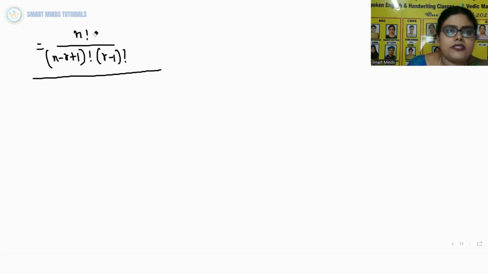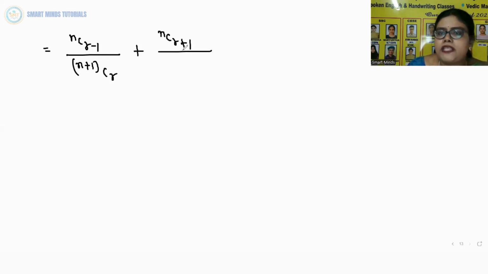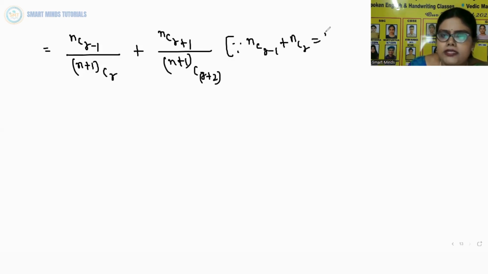See, before moving on to this step, we will simplify the denominator further. So that is nC(r-1) / (nC(r-1) + nCr), which is (n+1)Cr, and nC(r+1) / (nC(r+1) + nC(r+2)) is (n+1)C(r+2). How am I able to write this? Because of a formula: nC(r-1) + nCr is (n+1)Cr. So I simplified the denominator here.